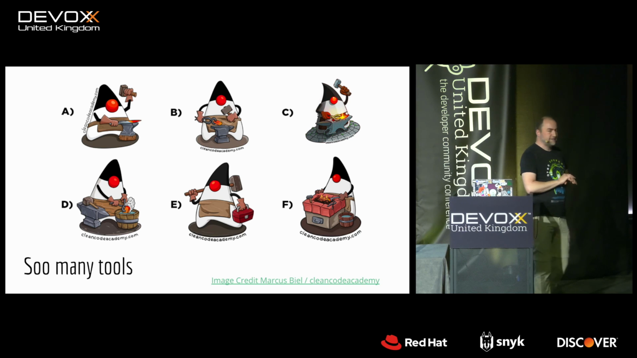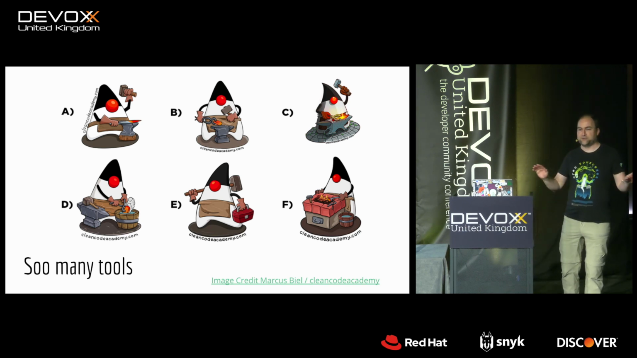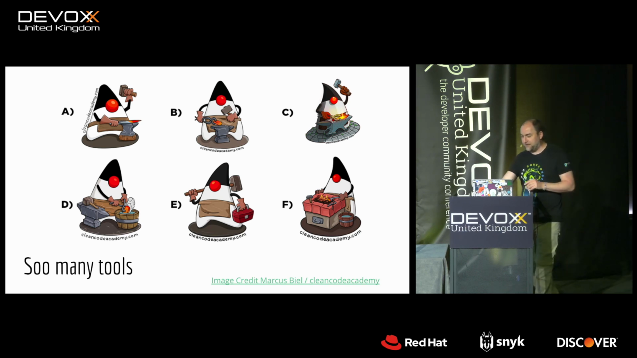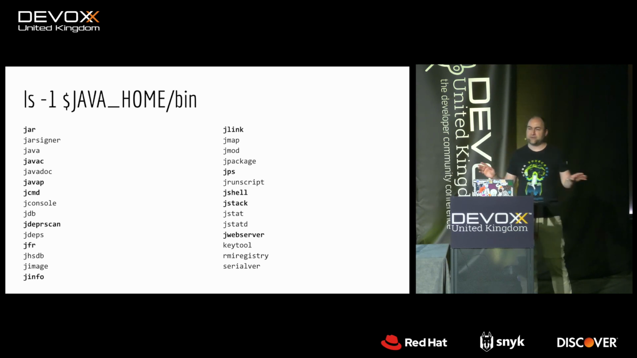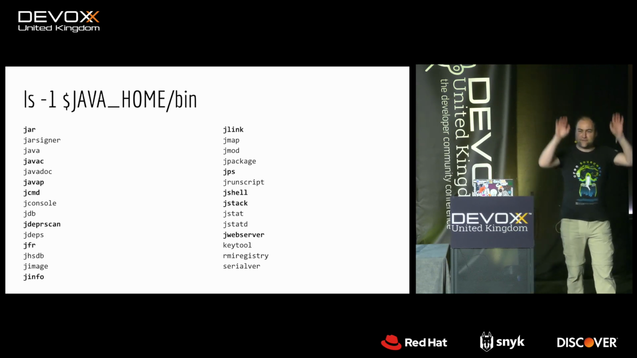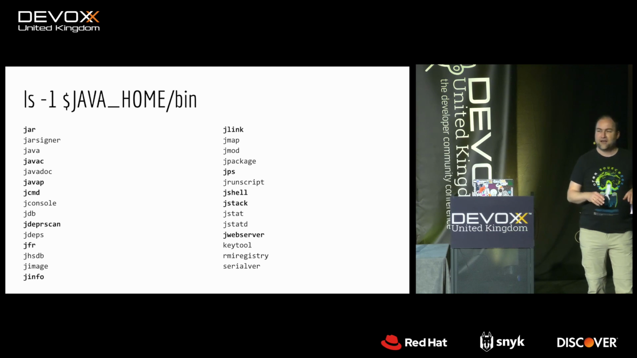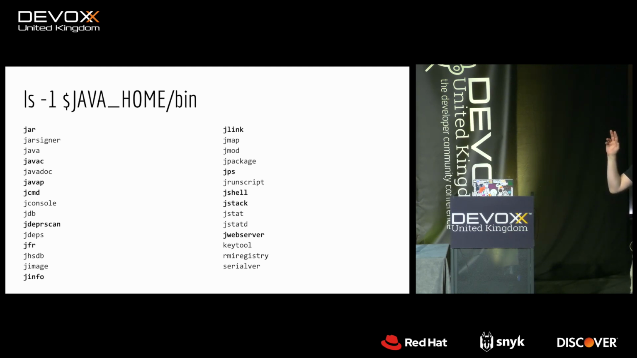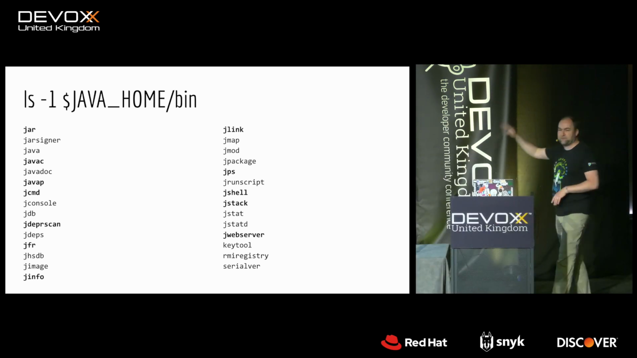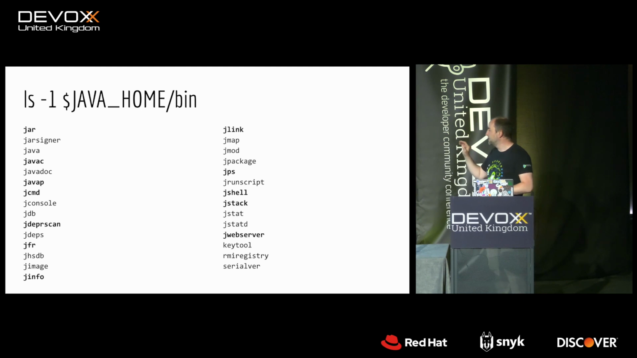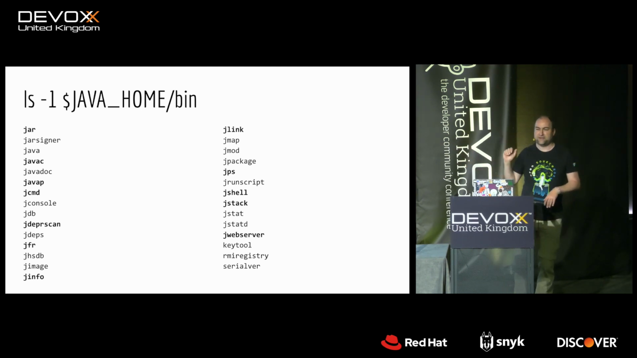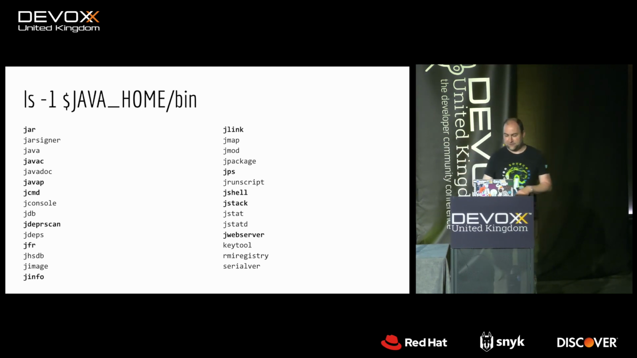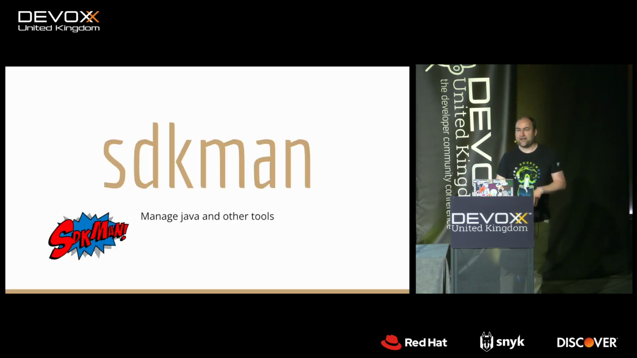If you look at the JDK, there are so many tools, right? If you just ls into the bin directory of your Java home, it's this endless list of binaries. Who's ever done that and looked at the list of binaries that are sitting there? 30%? Good. Some of them we'll look at, and some of them that we look at will actually not be in this list, but they're so good that I need to talk about them anyway. Okay, let's get started. SDKMAN.